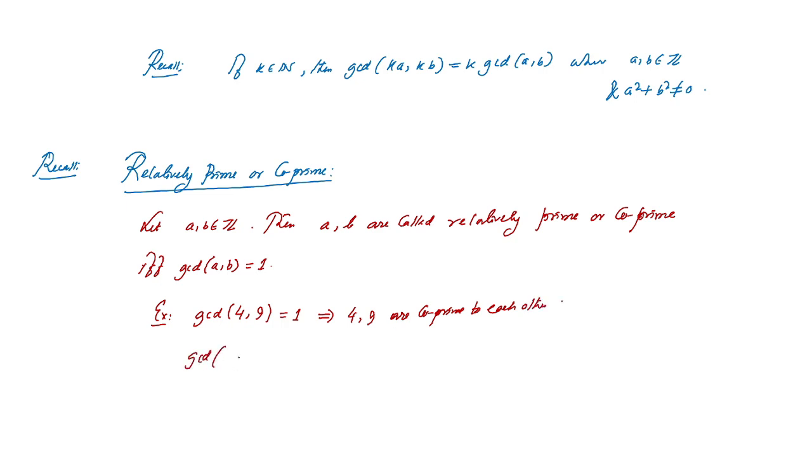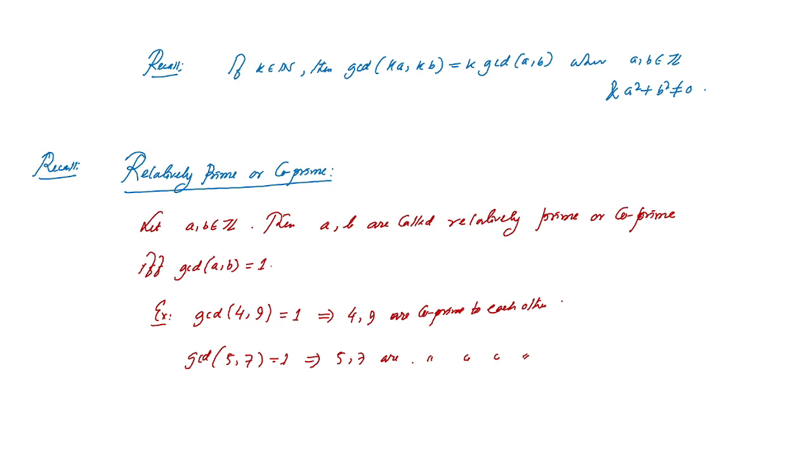Again, you can take any two prime numbers, say 5 and 7. This is also 1. So any two distinct primes must be co-prime to each other. So 5 and 7 are also co-prime to each other. So co-prime does not mean that both A and B will be prime. No. If you calculate the GCD of two numbers and it is 1, then these two numbers are called co-prime.